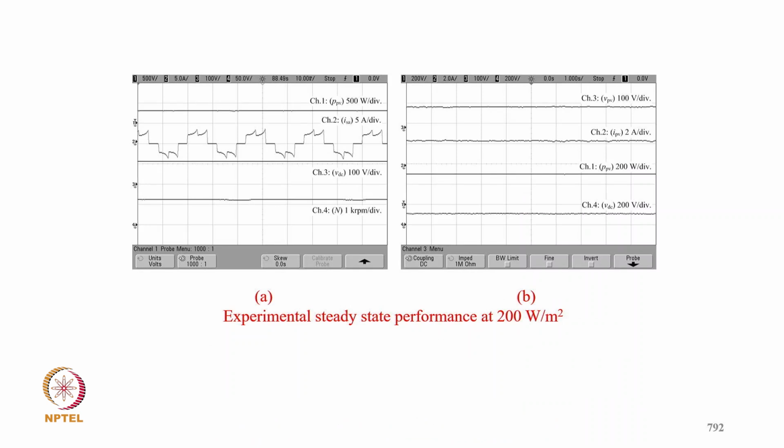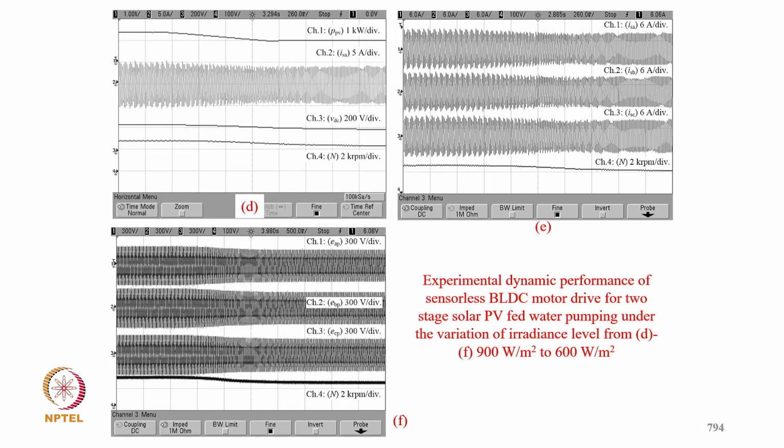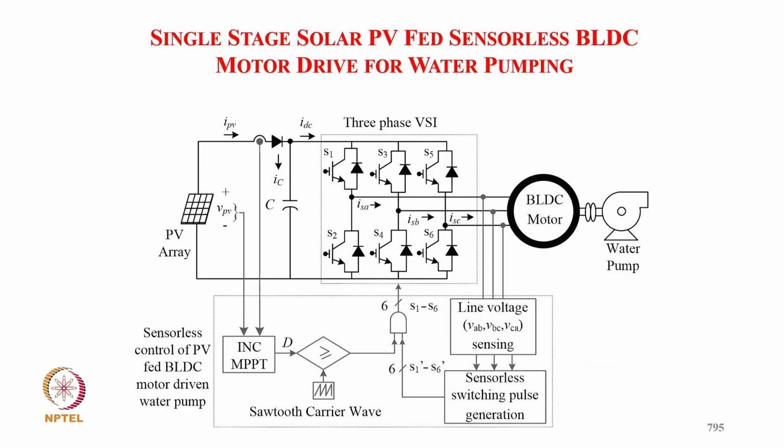and then typically the PV power, then winding current, DC link voltage, and speed for 200 watt per meter square. And then this is typically the insolation change from 400 watt to 700 watt, the performance of all parameters. Then the insolation change from 900 to 600 watt per meter square.